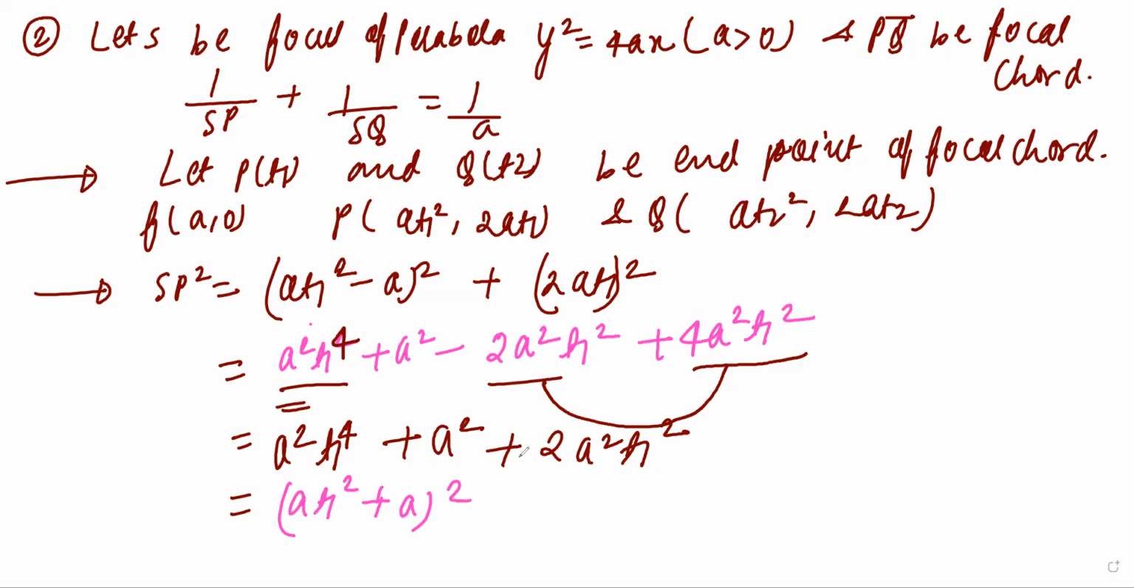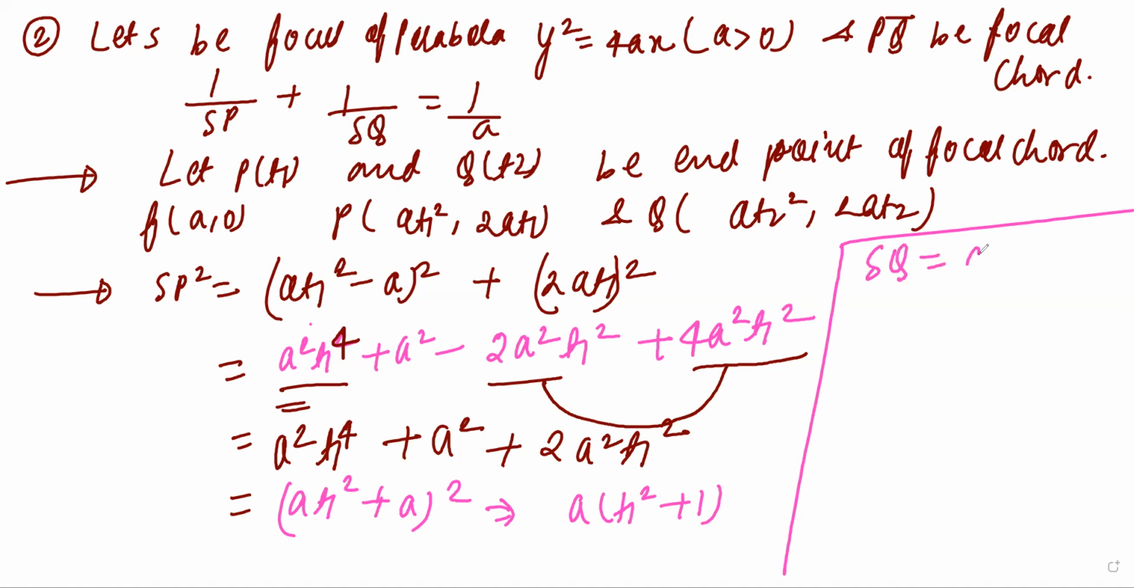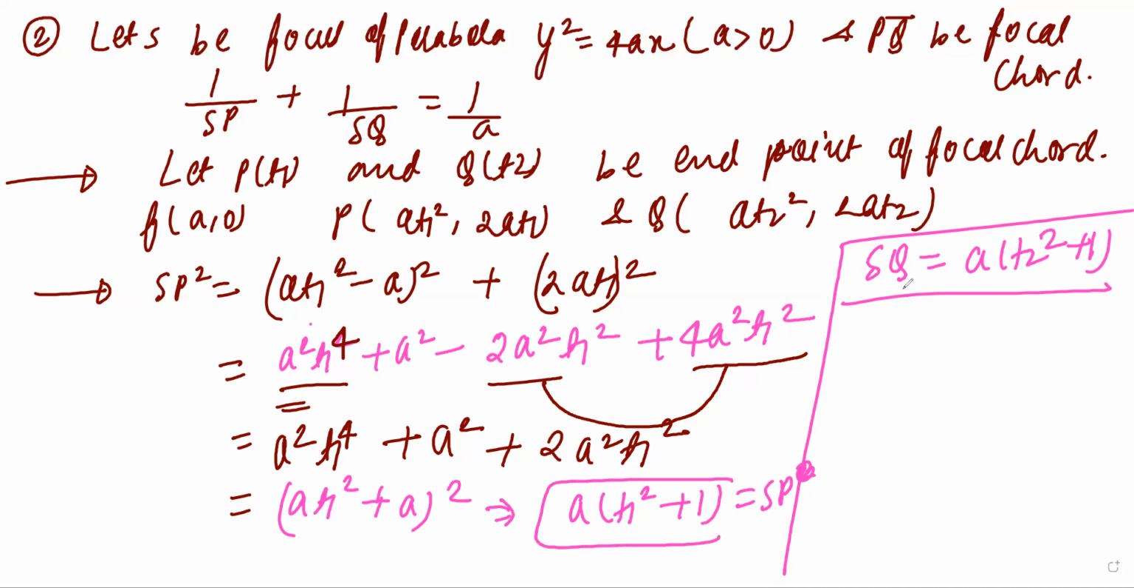Understood up to this point? So take a common from this. So it is a (t1 square plus 1). Similarly for SQ, SQ is a (t2 square plus 1). So this is your SP square value. We have taken the square root for SP, and this is SQ. Now put in the relation.